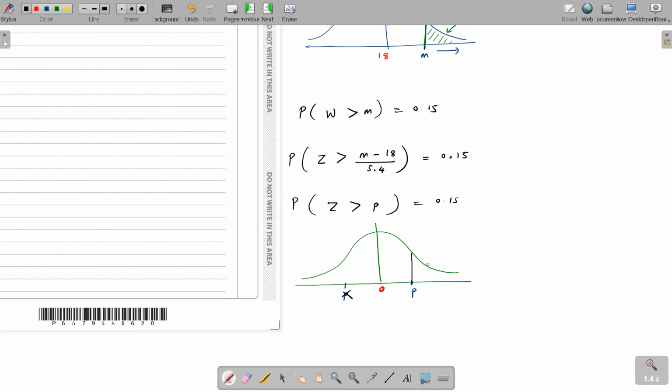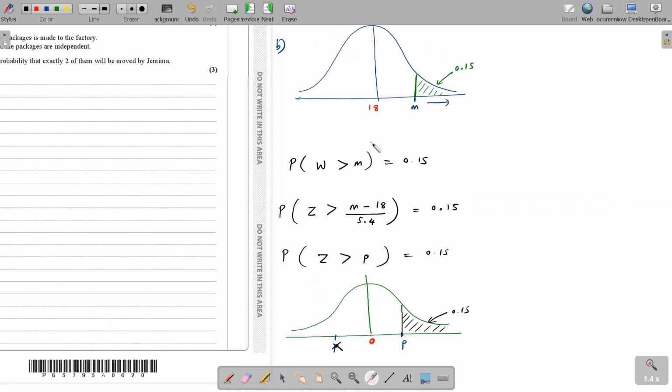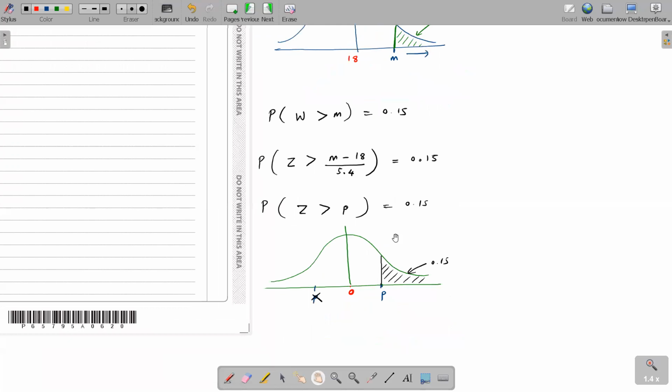Are you guys with me? So this is the P value and your area here is 0.15. Actually, it's a copy of this diagram. The 18 becomes 0, M becomes P. That's what happens here. Okay, so now which table do we use, children?